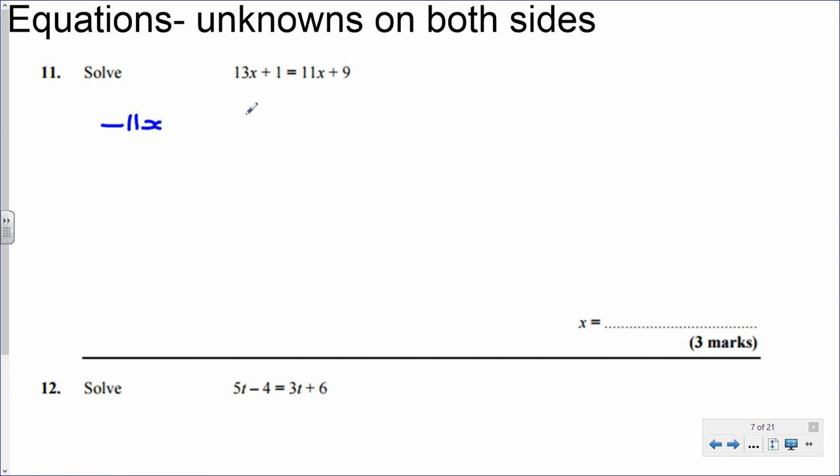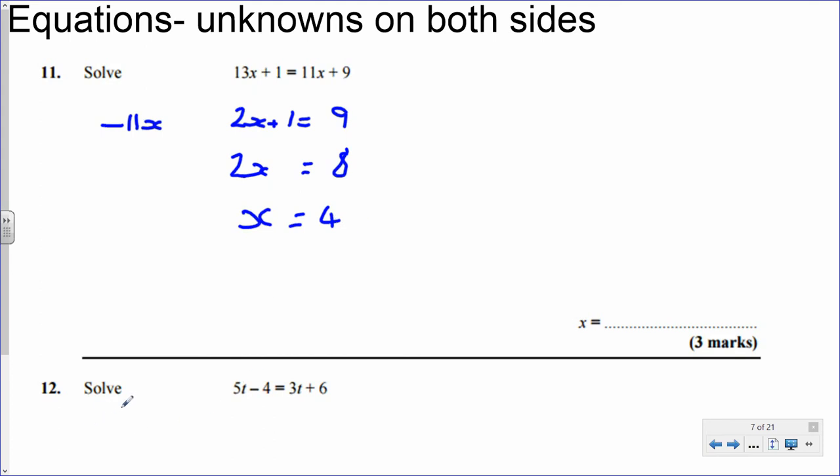Here we go. If I take it away from the left-hand side, I've got 2x plus the 1 still. And then on the right-hand side, I'm now left with 9. So here I've got a much more simple equation. 2x equals, well, I'm going to take away the 1 now, so I'm left with 8. And then, of course, x equals 8 divided by the 2, so here x equals 4.